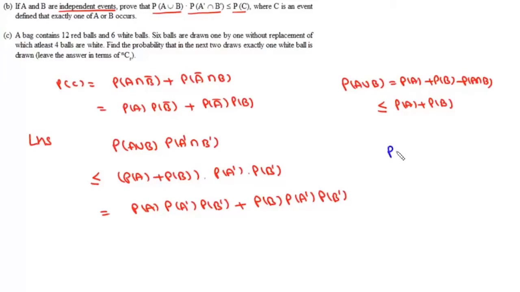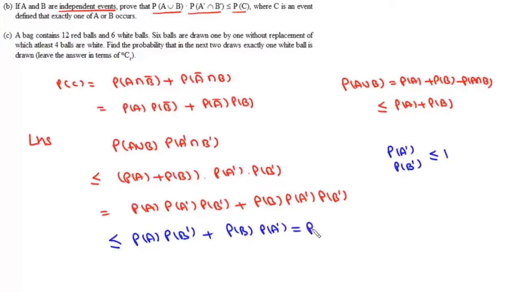Now clearly PA naught and PB naught are less than or equal to 1. And if they are less than or equal to 1, that means this is less than or equal to PA into PB naught plus PB into PA naught, which is nothing but PC. So we have proved that probability of A union B into probability of A naught intersection B naught will always be less than or equal to probability of C, if A and B are independent and C is an event defined that exactly one of A or B occurs.